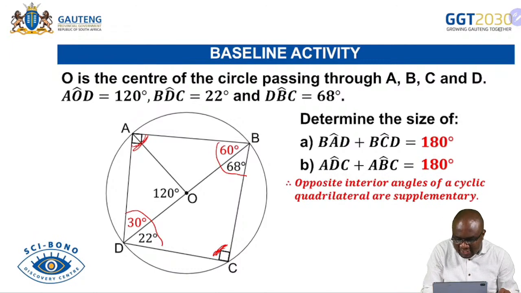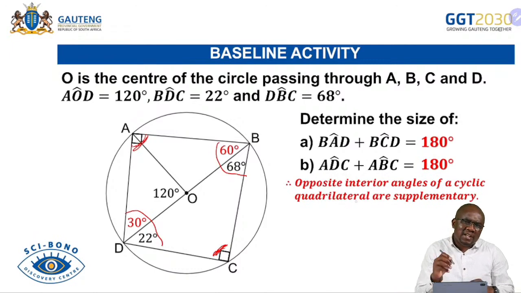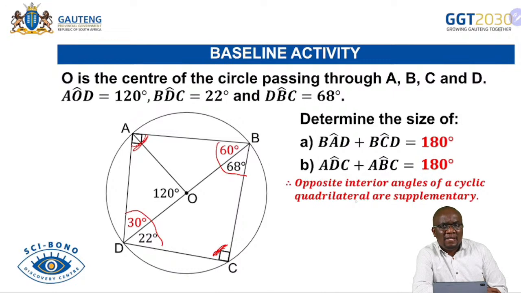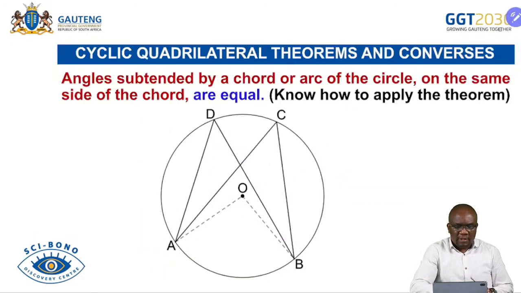So opposite interior angles of a cyclic quad are supplementary. Grade 12s, you're not going to forget this. Okay? Right, we're going to prove this theorem. I will show you. Remember, when you're proving, we do our construction, and then we use other theorems to prove the other theorems. Okay? Right, now, I want us to talk about this. And then after this, we'll discuss the corollaries after that.